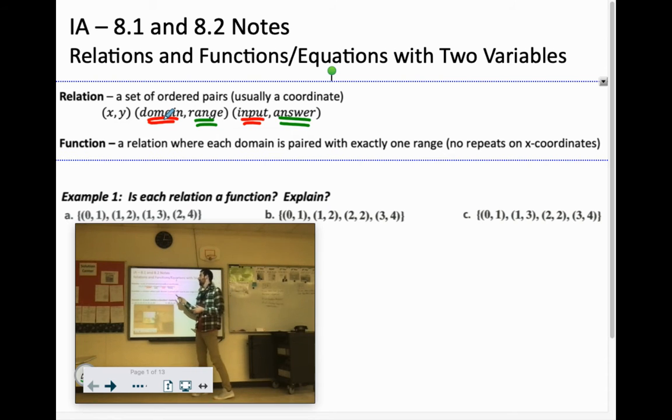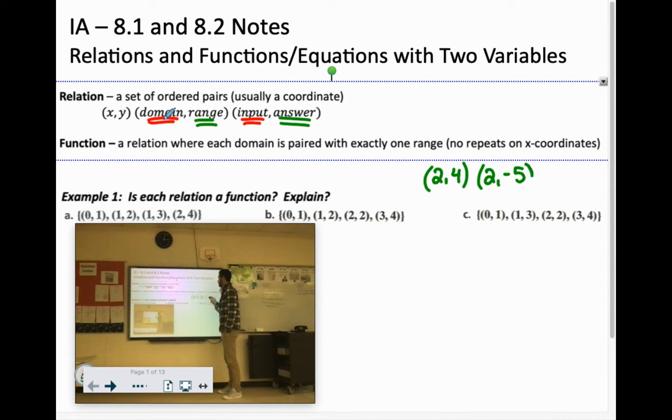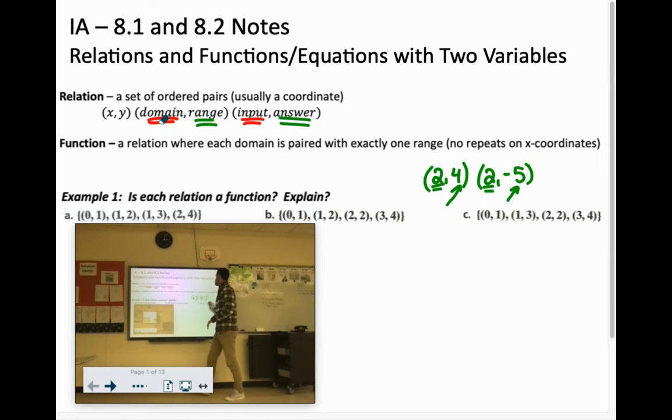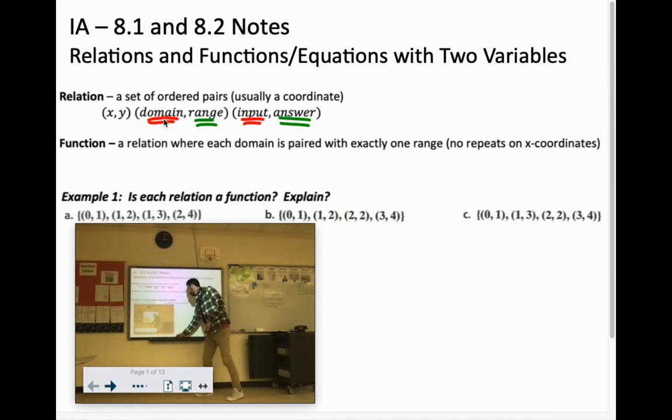So a function is a relation where each domain, each x value, corresponds to one y value. So you can't have a function where they give you the coordinates (2, 4) and (2, -5), because you have a repeat in the inputs. There's no equation where you can put in 2 and get out 2 different answers. That's not possible. So if you have a repeat in the x's and they have different y's, then it is not a function.